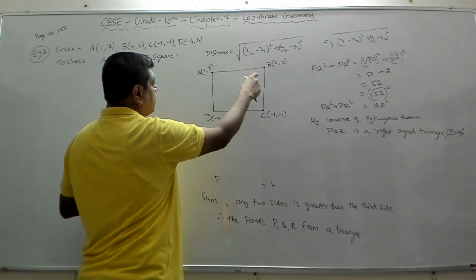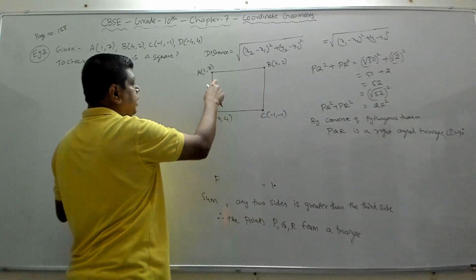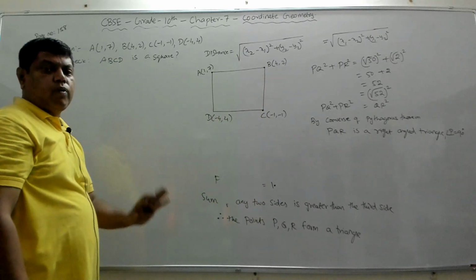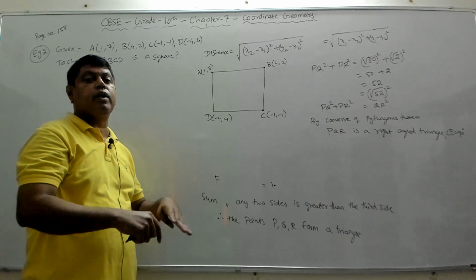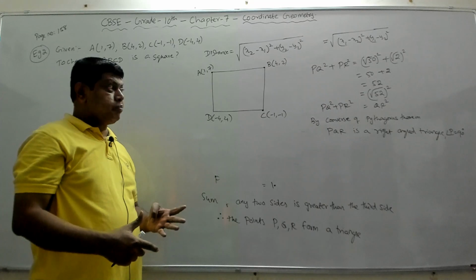We have to find the length of these. We have to find AB, BC, CD, DA, and check whether all the four are equal. Now, if all the four are equal, then we cannot claim that it's a square.